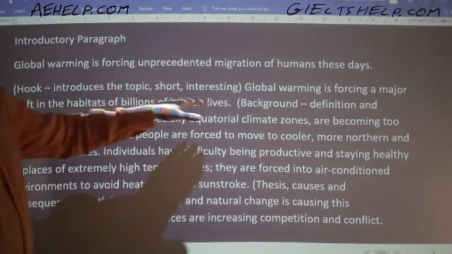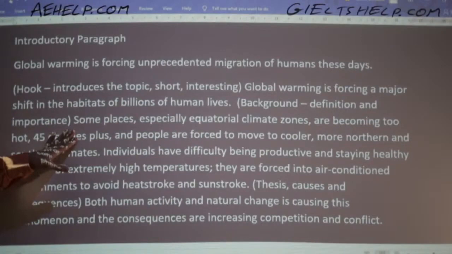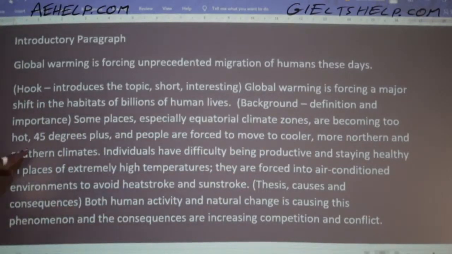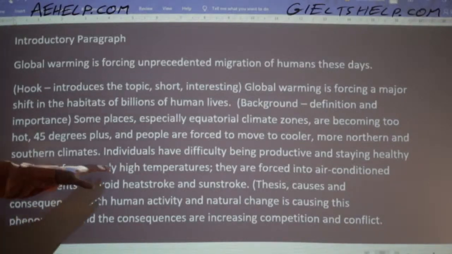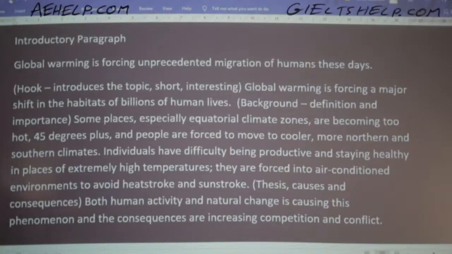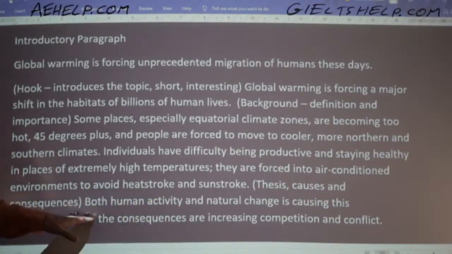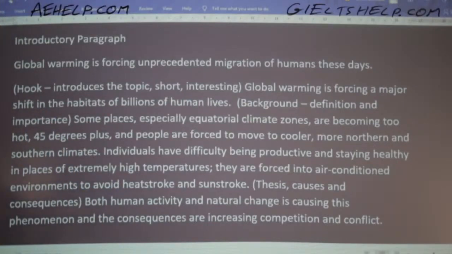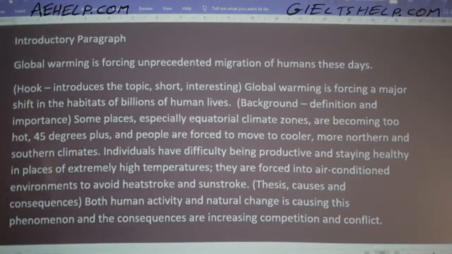Global warming is forcing a major shift in the habitats of billions of human lives. Some places, especially equatorial climate zones, are becoming too hot, 45 degrees plus, and people are forced to move to cooler, more northern and southern climates. Individuals have difficulty being productive and staying healthy in places of extremely high temperatures. They are forced into air-conditioned environments to avoid heat stroke and sunstroke. And then here we go. This is the thesis. It's very important. Both human activity and natural change is causing this phenomenon, and the consequences are increasing competition and conflict.